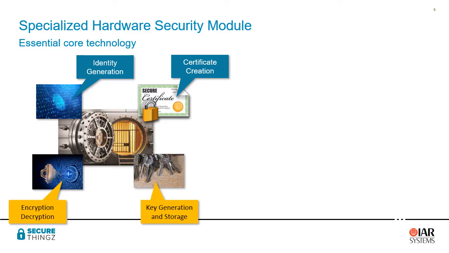What we really need to help with this process is a secure vault where we can keep all of our critical secure things. A place where we can create an identity, a place where we can create a certificate that represents that identity, a place where we can encrypt things and decrypt things, and a place where we can keep our valuable keys that are used to lock and unlock our valuable intellectual property. So what we really need is some kind of a specialized hardware security module. This is really key, critical, essential technology for the effective, secure transfer of intellectual property.